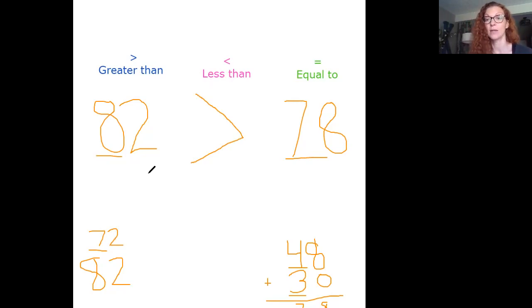So it's very important. We know that when the biggest part comes first, it's greater than. And when the point comes first, it's less than. So which one comes first this way? The bigger one, so it's greater than. All right, math readers, let's go. 82 is greater than 78. Very nice work.